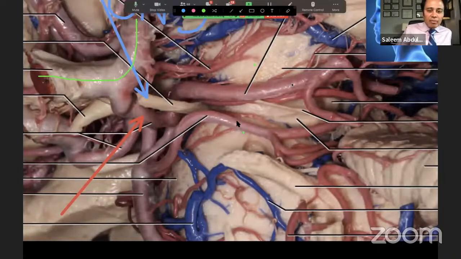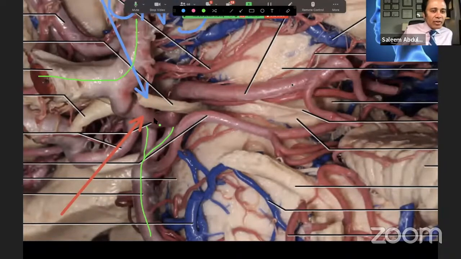This is the thalamus. This is a midbrain. This is a pons. This is a basilar artery. And it branches right here into the two posterior cerebral arteries. So this question I asked early on, and this is the third nerve here.